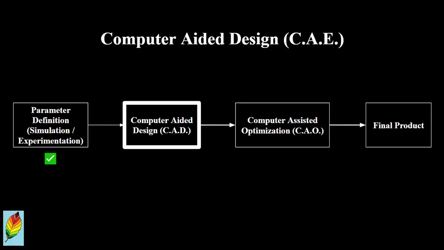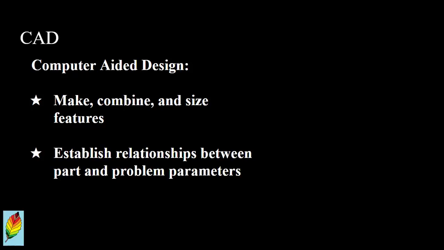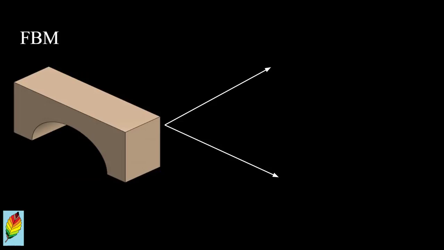The first step in C.A.E. is completing computer-aided design, or CAD. During this step, we will be able to make, combine, and size the features needed to make the arch bridge geometry. This will also allow us to define the relevant part parameters, and establish relationships between part parameters and the problem parameters. Our first step in CAD is to figure out how to create an arch bridge using feature-based modeling.